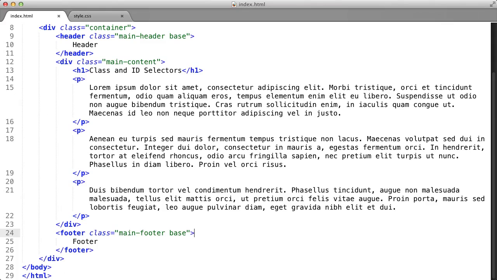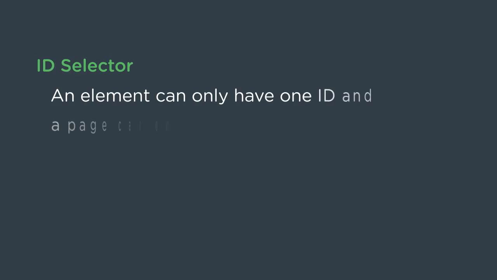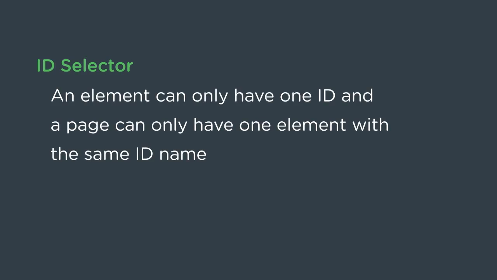So next, let's talk about ID selectors. An ID selector targets an element based on its ID attribute. What makes IDs different from classes is that IDs are unique to the page. So an element can only have one ID, and a page can only have one element with the same ID name.